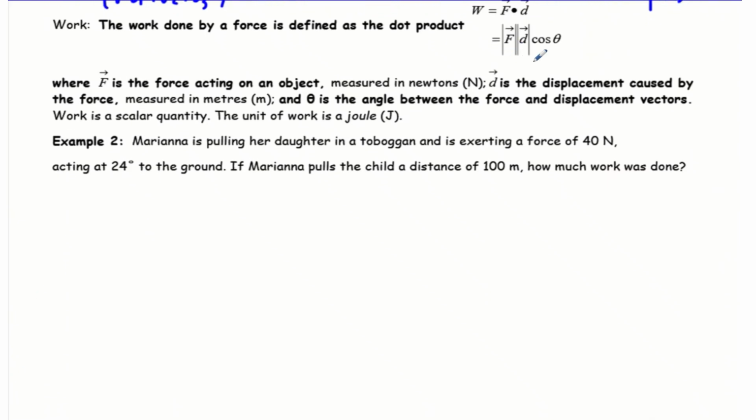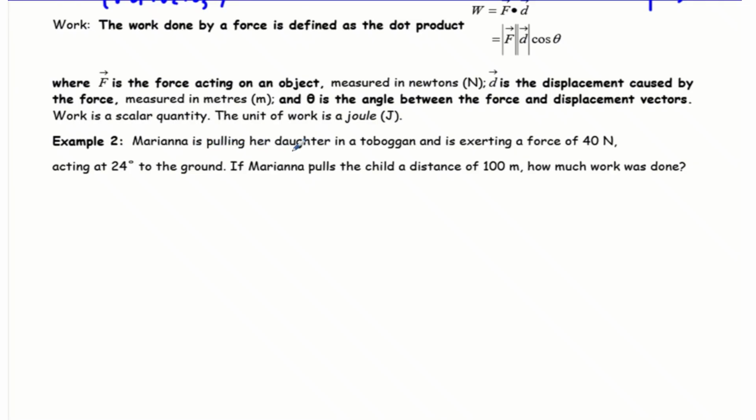So this is our work. It's F dot d, which is F d cosine theta. If it's sine theta, it's a cross product. So this is what we have done before, okay? And example 2 is an application for work.